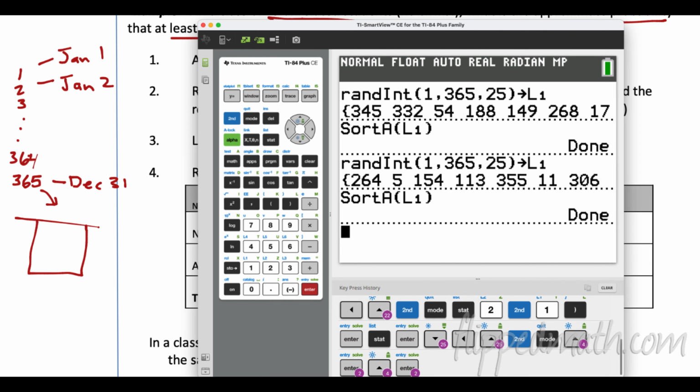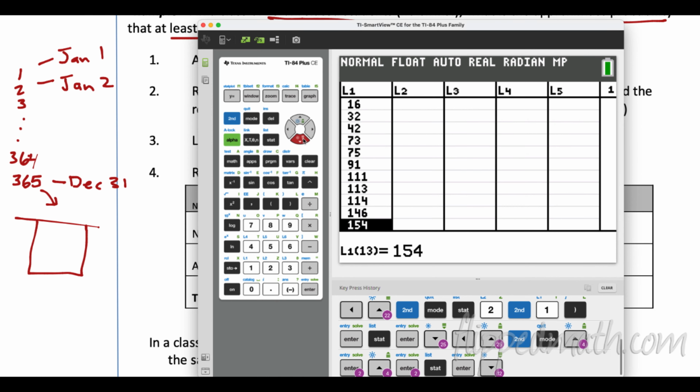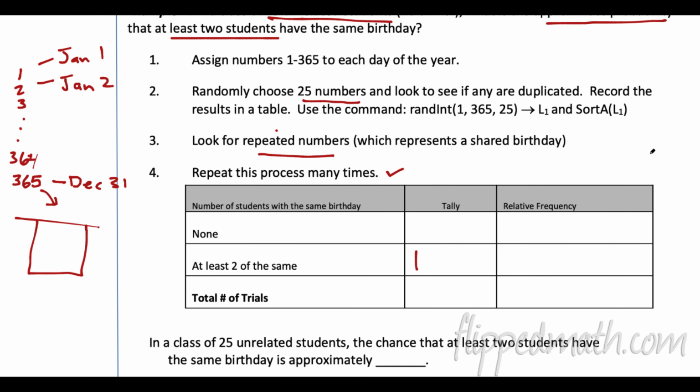See how when it's in your calculator, it's easy to do. I can go look at it, hit enter, and now I have different numbers. I'm going to look for repeats because that represents they share the same birthday. So I'm going to go all the way down to the bottom, looking for the same repeated numbers. Oh, there we go, 360 and 360. They repeated. So I'm going to mark that under at least 2 the same.